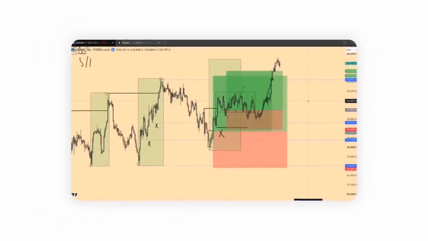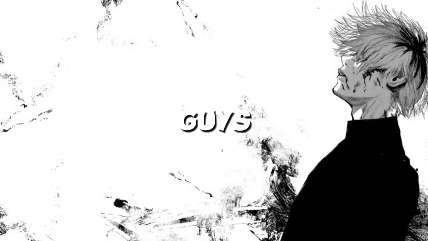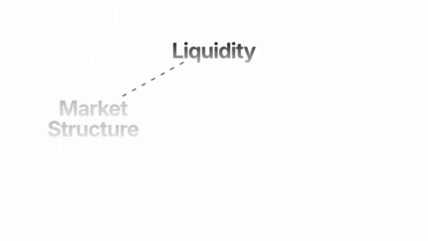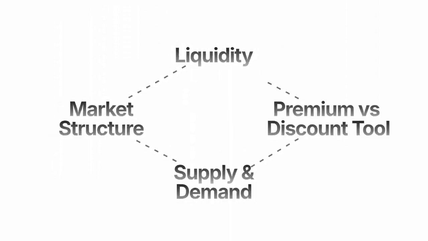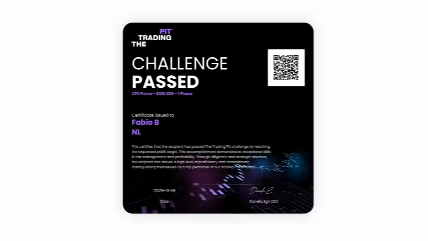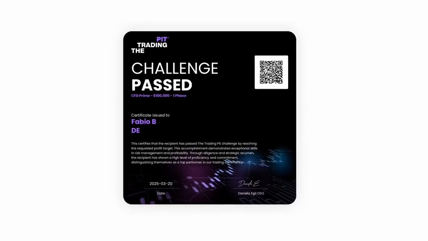This is how to take trades using liquidity. Hey guys, my name is Fabio, and in this video we're going to learn the 3 different forms of liquidity, how to combine liquidity together with market structure, supply and demand, and the premium versus discount tool, and how you can use this strategy in order to pass prop firm challenges.